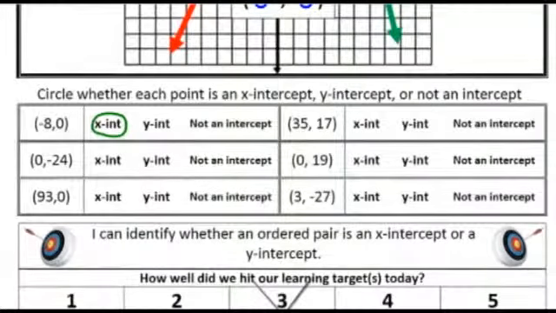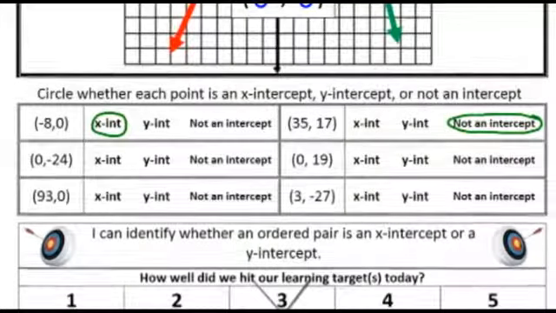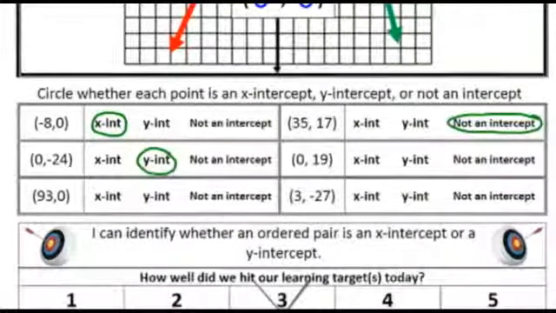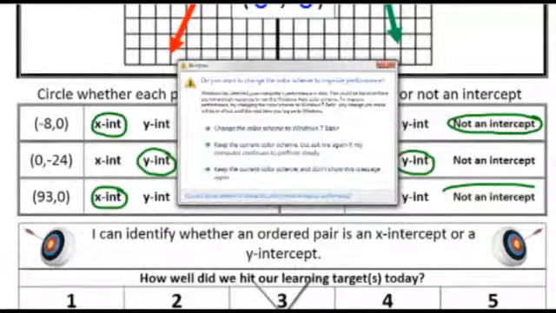Here we don't have a 0. It's not an intercept. It has to have a 0, either in the x or y coordinate, to be an intercept. Here we have a y value and 0 in the x. That makes it a y-intercept. Here we have 0, 19. Same thing. We have a y value, so it means we have a y-intercept. 0 is in the x coordinate. 93, 0. We have an x value and 0 in the y coordinate. So that gives us an x-intercept. 3, negative 27. There's no 0, so it's not an intercept.